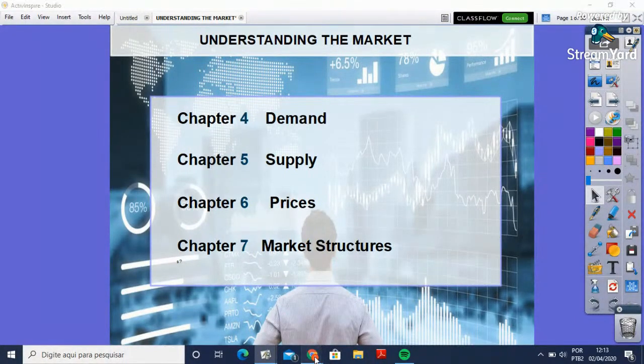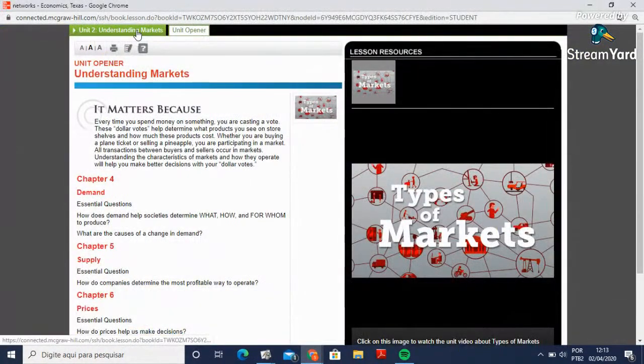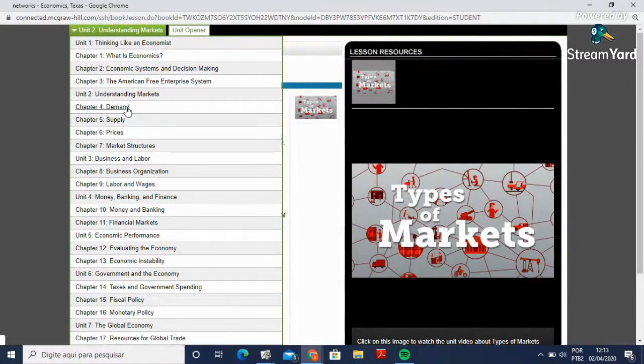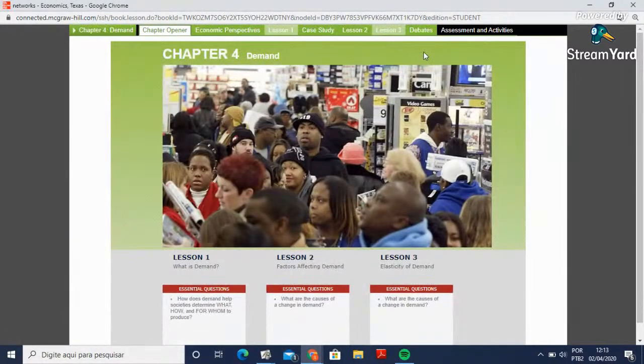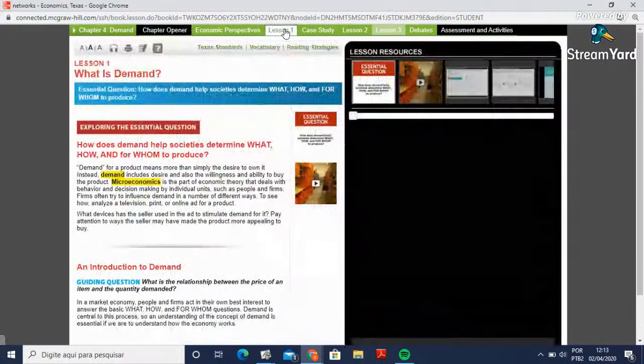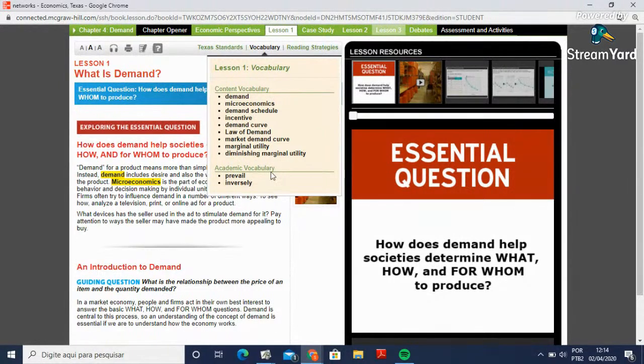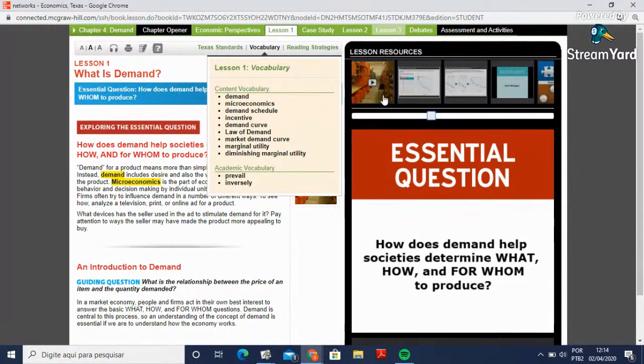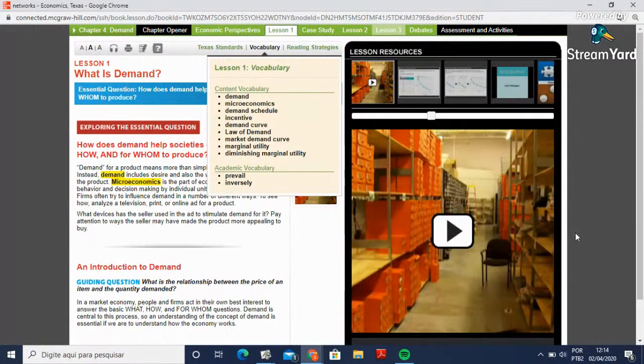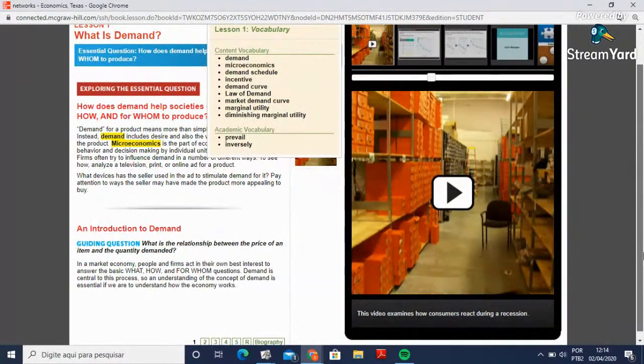What is very important for you here in your books to understand? For example, I go here to my demand. I have 3 lessons, as you can see. You can click on the lessons. You have vocabulary. This vocabulary is vital for you to keep up with your reading, to understand your reading. So this is the key vocabulary. You have content vocabulary and you have academic vocabulary. You will also note that you have videos here that will help you understand the content of the lesson a little better. So whenever you have doubts, go and look up this video.